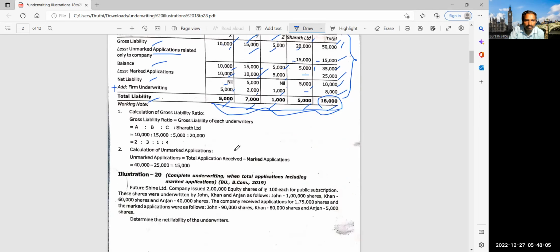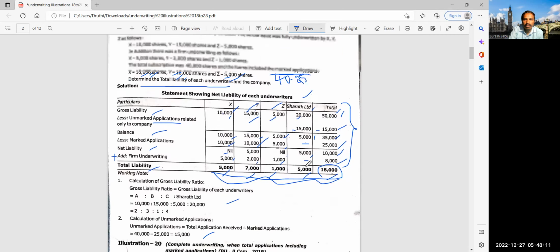So here the notes are being given on calculation of gross liability ratio and calculation of unmarked applications. I'll stop here, because let the videos not be very lengthy. Revise, rewrite, n number of times, and make sure each one is sending your valuable feedback to me.